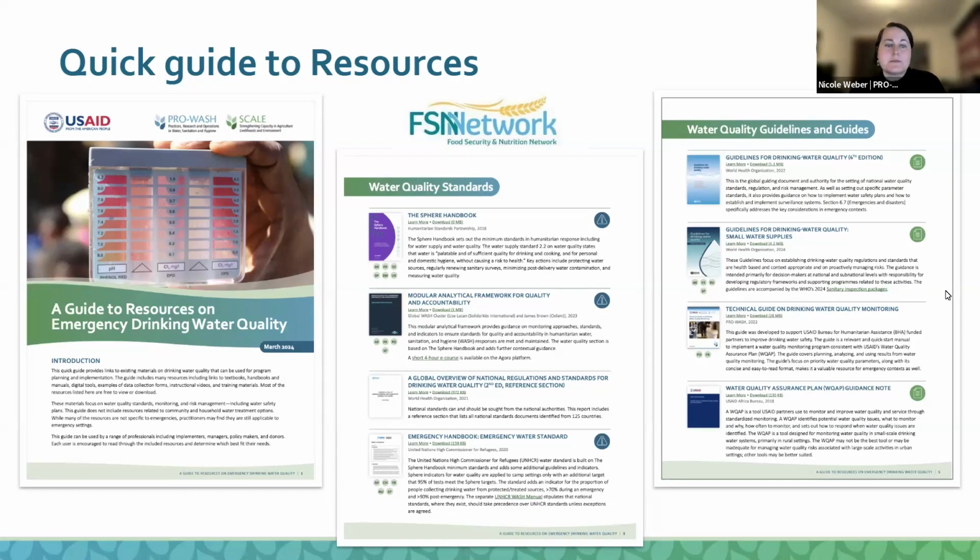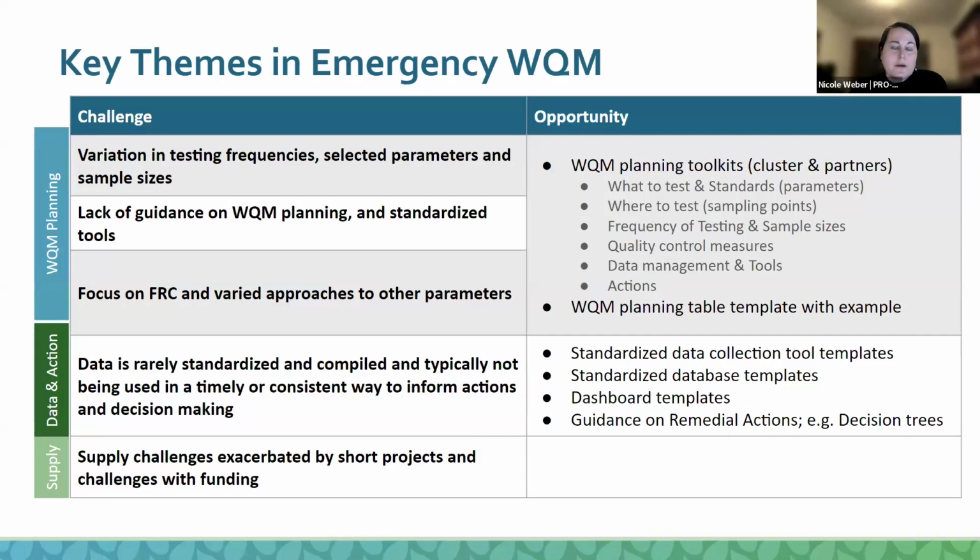So as we go into the first breakout room, where we will focus on discussing barriers to emergency drinking water quality monitoring and potential opportunities, we just wanted to give you a snapshot of the themes that are coming out so far from, again, the consultations that we had with some of you, the desk review, and then these case studies in 5 humanitarian responses. So these challenges can be grouped into 3 buckets.